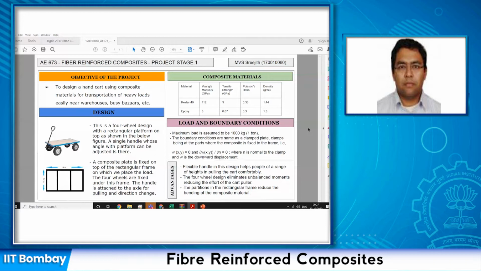And the partitions in the rectangular frame reduce the bending of the composite material. So if I just remove that partitions, the bending will be more on the composite. So for tackling the structural limits, I'm using two partitions in the rectangular frame so that I can reduce the bending of the material.